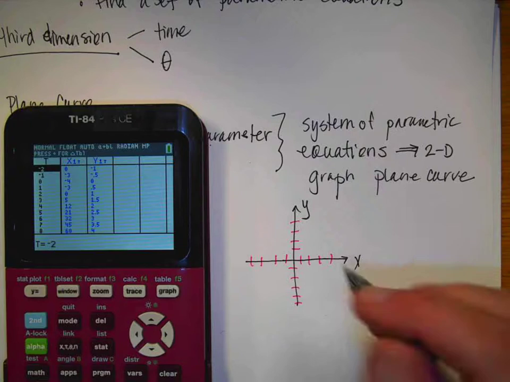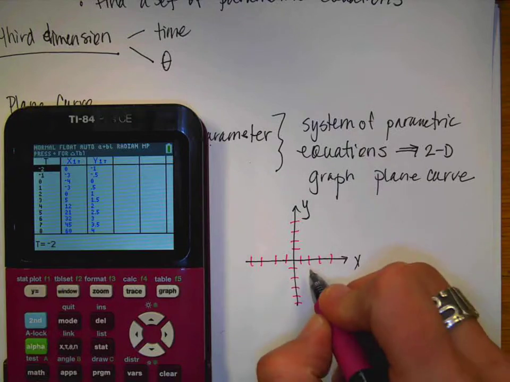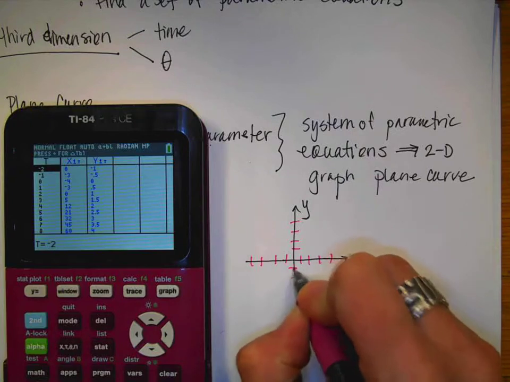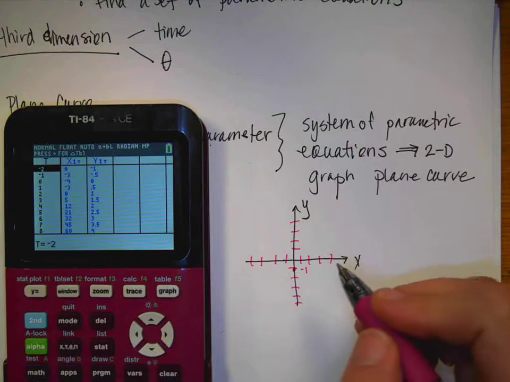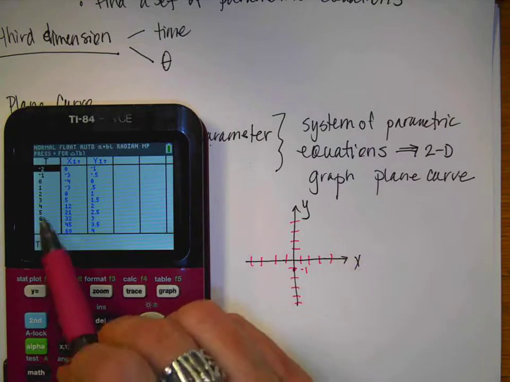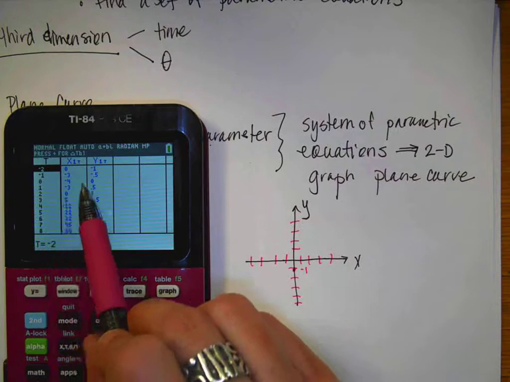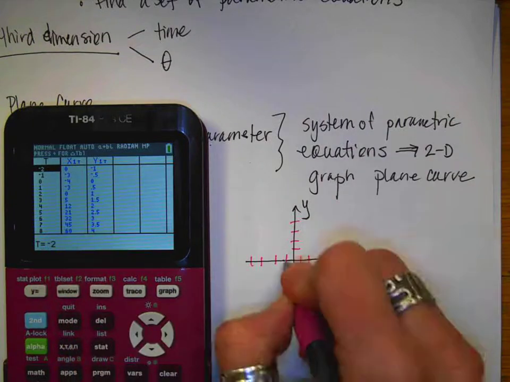So if my first point was at t equals negative 2, my x value is 0, and then I get a negative 1, so that's a negative 1. And then I'm going to go out to, and I'm just graphing a couple, I'm going to go out to negative 4 for my x.